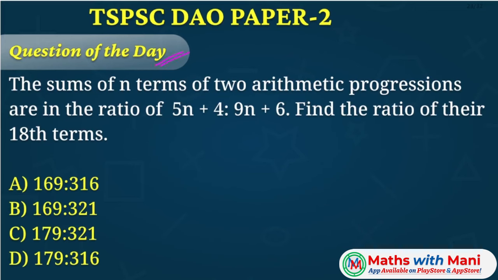Here today's question is, the sums of n terms of two arithmetic progressions are in the ratio of 5n plus 4 is to 9n plus 6. Find the ratio of their 18th terms.